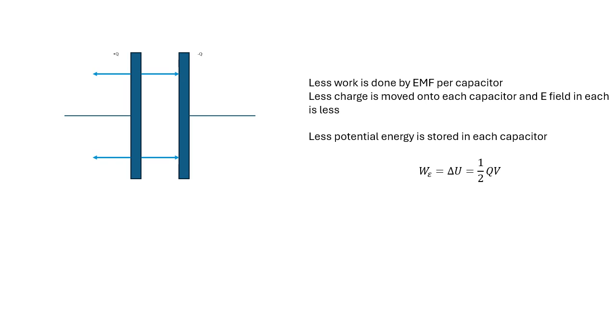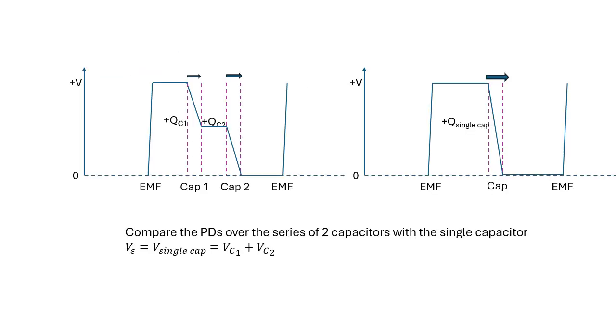But how do we work out what is the charge or the potential difference across a series of capacitors? To find the charge on each capacitor, we're going to compare the potential differences across each of a series of two capacitors and the circuit with a single capacitor. So the potential difference over the EMF is going to be the same as the potential difference over the single capacitor circuit. And that's going to be the sum of the potential differences across each individual capacitor in the series circuit.